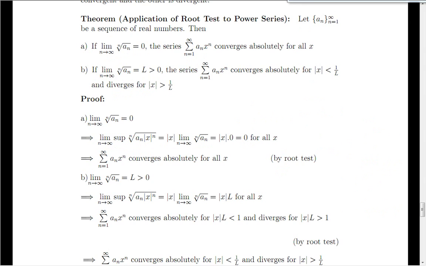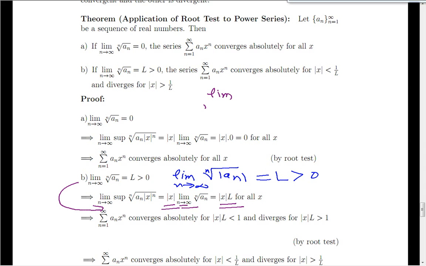In the second part, the given hypothesis is that the limit of the nth root of mod a_n is L and it is positive. So this implies that the limit of this sequence, again taking mod x outside because it is constant with respect to n, is equal to mod x times L. Thus we have that the limit, or limit superior, both are equal because the limit exists in this case, of the nth root of a_n mod x raised to n equals mod x L.